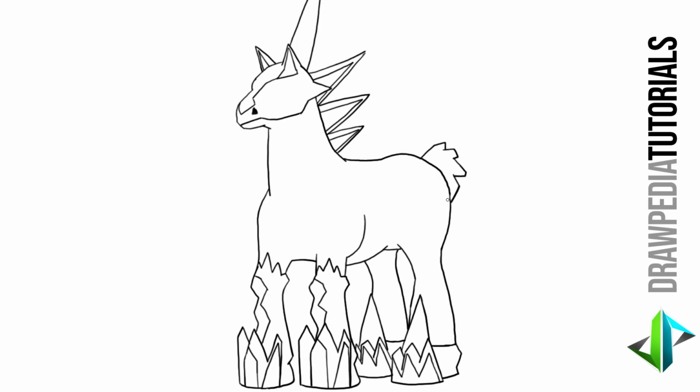back inwards. Mirror the same shape on the left side of that tail right here. And on the right side of that, I'm gonna draw a V shape right there. On the left side, I'm gonna draw a diagonal line to the back.